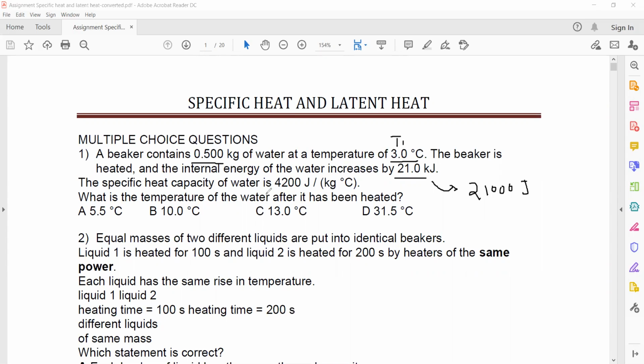The specific heat capacity of the water is 4,200. What is the temperature of the water after it has been heated? Means we need a final temperature. So to get the final temperature, first what we will do, we'll find the change in temperature.